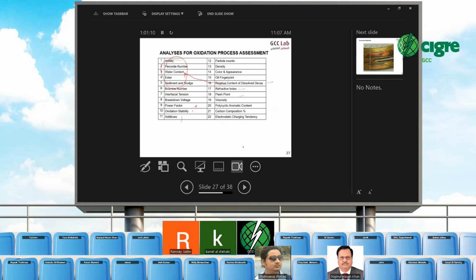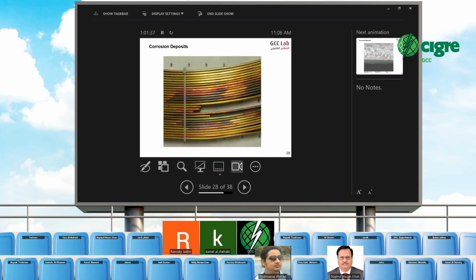Viscosity, aromatic content, you need it. Carbon composition, aromatic, naphthenic, which type of oil you have. Electrostatic charge density, what we talked about, static fault or phenomenon. This gives me information about the capability of your oil to do this static. And the last one, I think, is corrosion deposit.